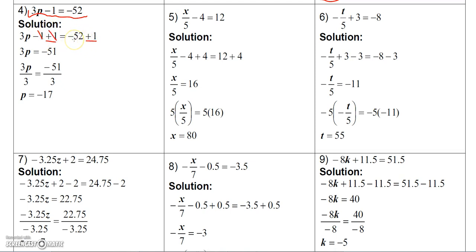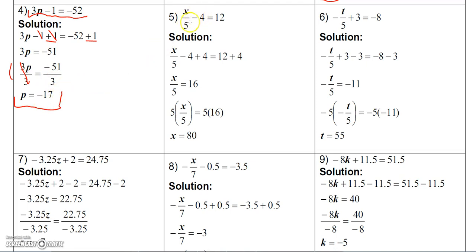And then I have negative 52 plus 1 equals negative 51. So bring down the 3p and then the negative 51. And now the second step is to divide both sides by 3. So divide 3p by 3. That way 3 over 3 is 1. So I have 1p, or p. And then divide negative 51 by 3. And 3 goes into negative 51 negative 17 times. Because a negative divided by a positive is negative.